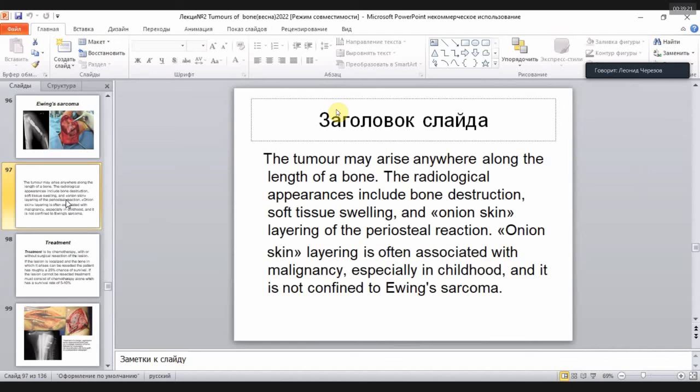Onion skin layers are often associated with malignancy, especially in childhood, and it isn't confined to Ewing sarcoma.